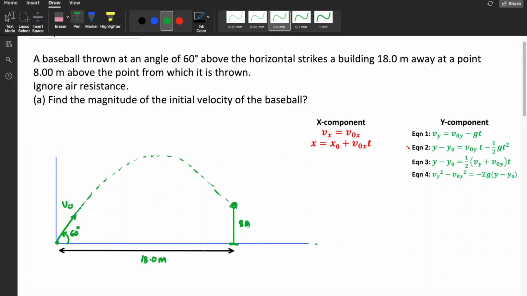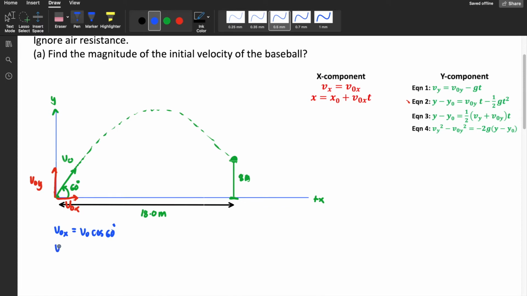Okay, so we are asked for the magnitude of the initial velocity of the ball. So it is highly suggested to look for the x and y components of the initial velocity. So we'll draw Vox and Voy. Here, though it has no value, still we'll have to look for those two components. So you'll have Vox = V0 cosine 60, on the adjacent side of angle 60. And then you'll have Voy = V0 sine 60.